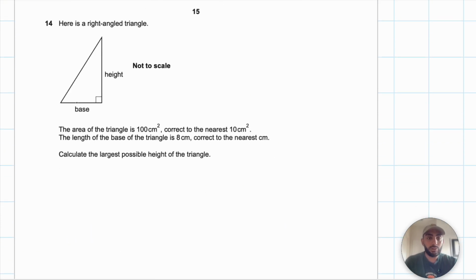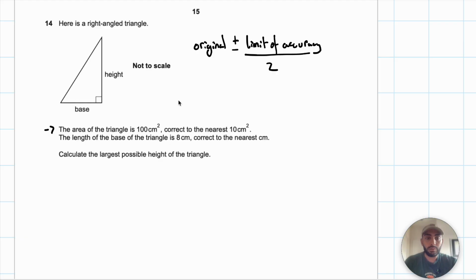Question 14. Here's a right angle triangle. The area of the triangle is 100 centimeters squared, correct to the nearest 10 centimeters squared. Because I know I'm working with error intervals and bounds here, I'm going to write the error interval for this one first. The way I write error intervals, I start off with the original number, and I plus and I minus the limit of accuracy. This is telling me what has it been rounded to, and I divide that by 2.